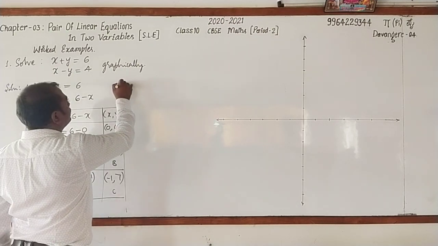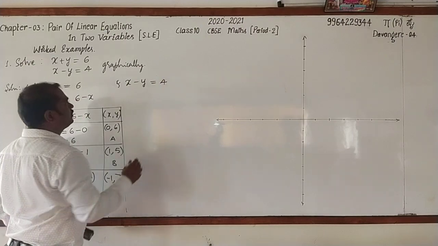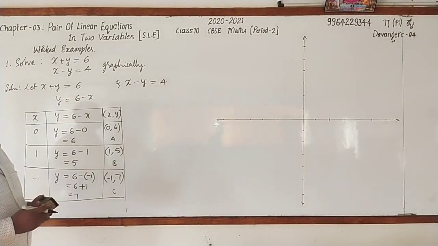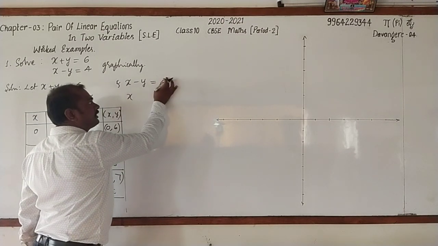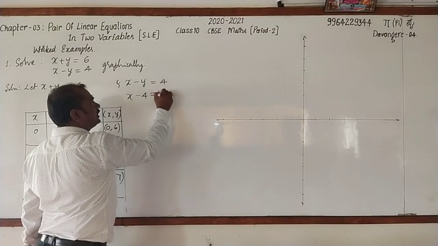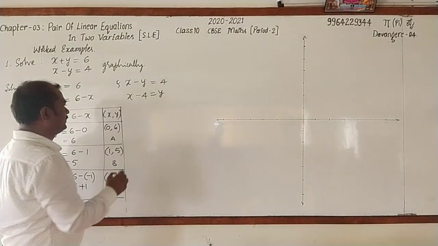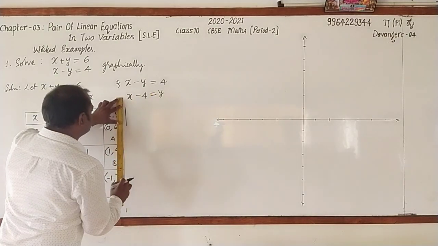Next, I go for taking the second equation. X minus y is equal to 4. In this, again you should solve for y. Let me keep x as it is. Transfer 4 to the left hand side, it becomes minus 4. Minus y to the right hand side, it is plus y.